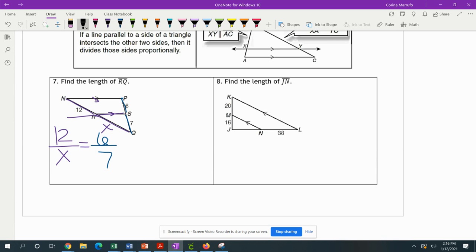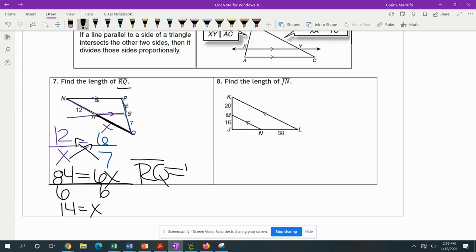Okay, so we're going to go ahead and cross multiply. So 12 times 7 gives me 84 equals 6x. We divide both sides by 6, and we get, let me see, 14 equals x. Okay, and they're asking us to find the length of RQ. Well, RQ, that's what I had put as an x there. So that means RQ equals 14.